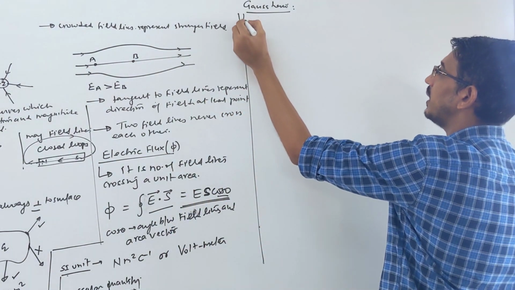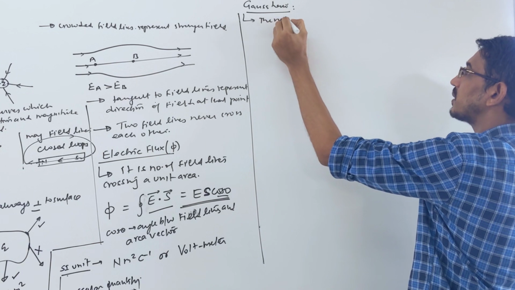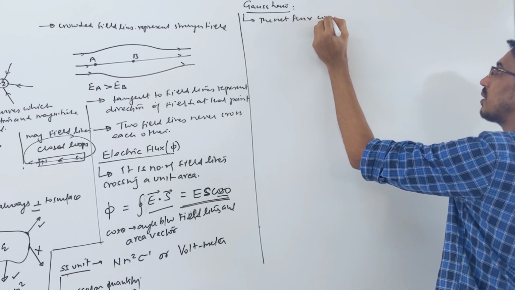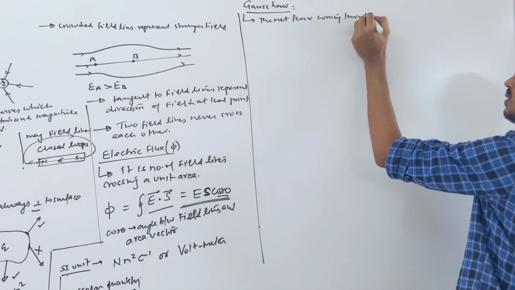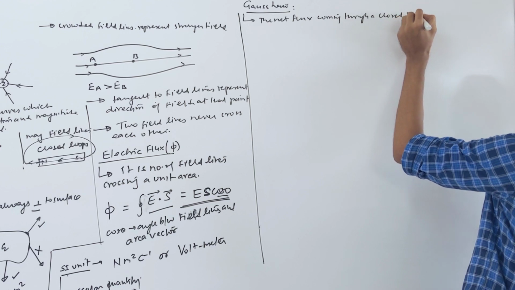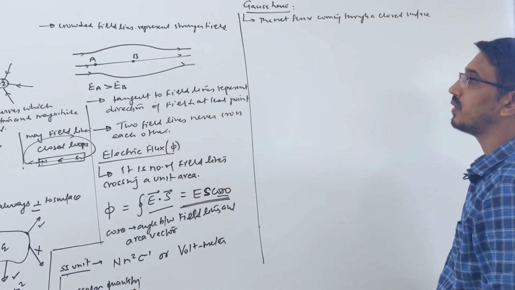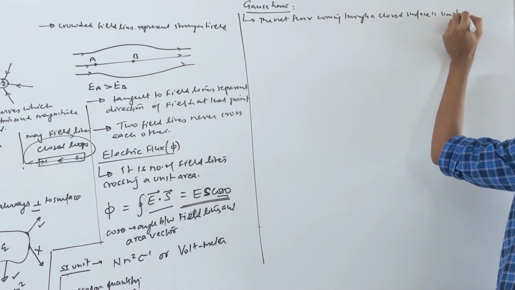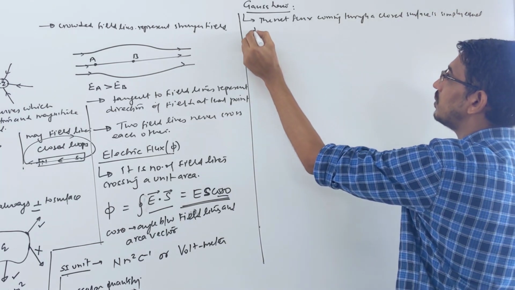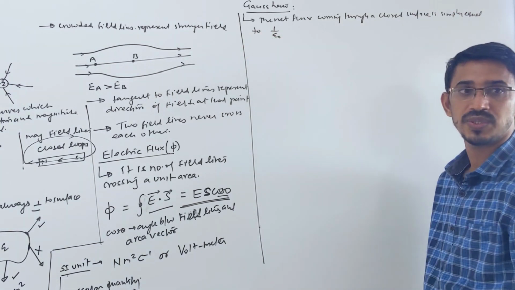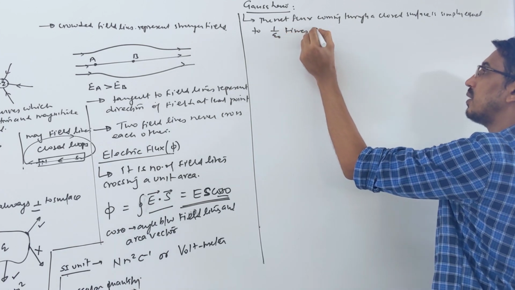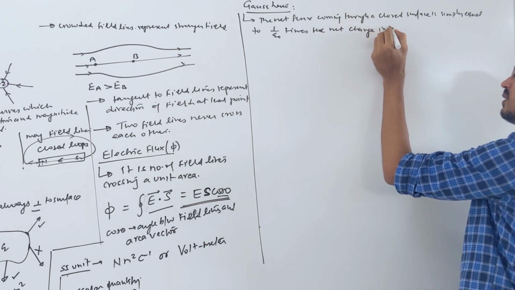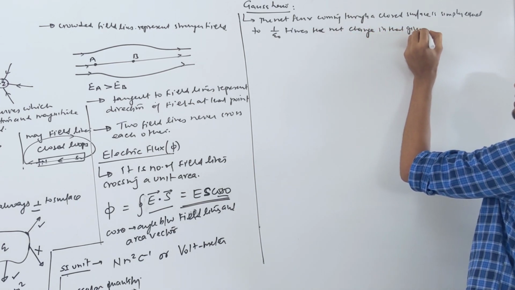So I'm just writing a shortcut: the net flux coming through a closed surface. Gauss law we write only for a closed surface. The net flux coming through a closed surface is simply equal to 1 by epsilon naught, this is a constant, times the net charge in that given surface.